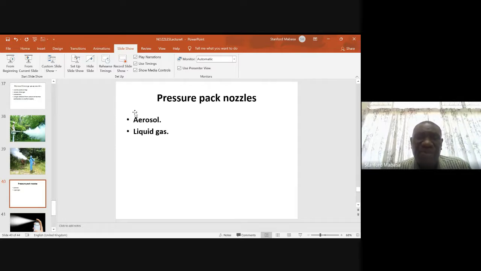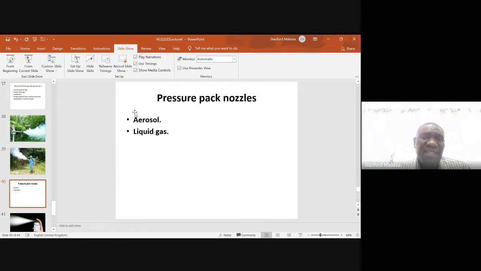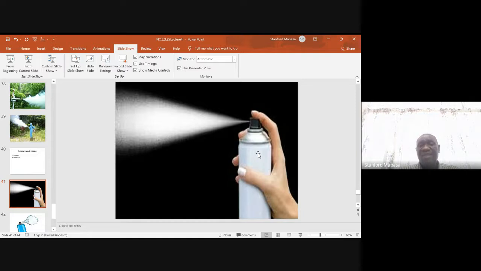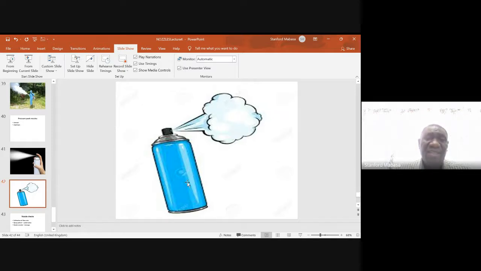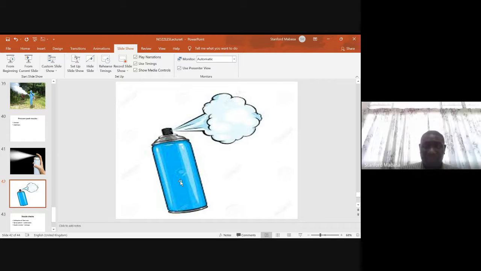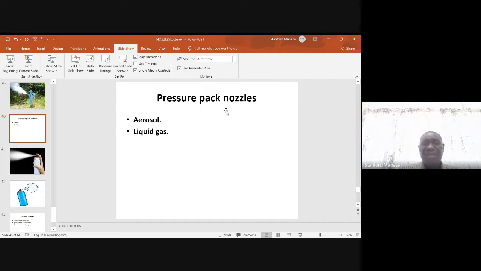We have what we call pressure pack nozzles, aerosol or liquid gas. I think you have come across this, or you have bought them. There's already an insecticide under high pressure. When you spray, you just press it at the end here, and then you get the insecticide. Maybe you can spray house flies or cockroaches in a kitchen. So that is an insecticide under pressure. Pressure pack nozzles for domestic use.